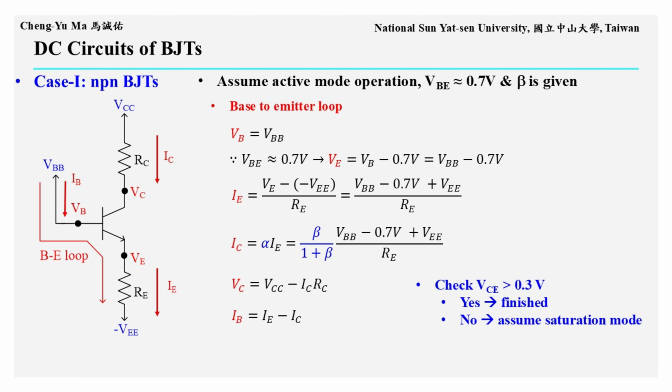Finally, we must check whether VCE is greater than 0.3 volts. If VCE is greater than 0.3 volts, then the active mode assumption is correct and the analysis is complete. If not, the assumption is wrong, and we need to reanalyze the circuit by assuming saturation mode.